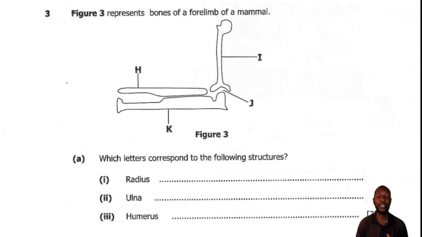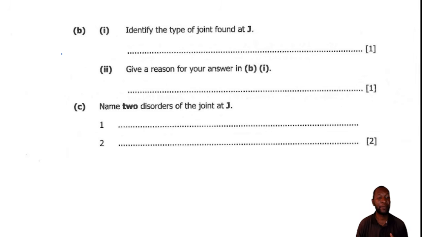Question 3. Figure 3 represents the bones of the forelimb of a mammal. We have parts labeled H, K, I, and J. Part A. Which letters correspond to the following structures? 1. Radius. The radius is part H. 2. Ulna. Ulna is part K. 3. Humerus. The humerus is part I. Part B1. Identify the type of joint found at J. The joint at J is the hinge joint.